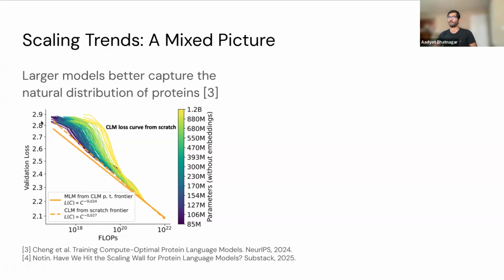And based on training a bunch of different models for different compute budgets and varying both the amount of data and the model size, you can derive these compute optimal scaling laws, which tell you, for a fixed compute budget, what's the best way in which you should divide up your model size versus dataset size.